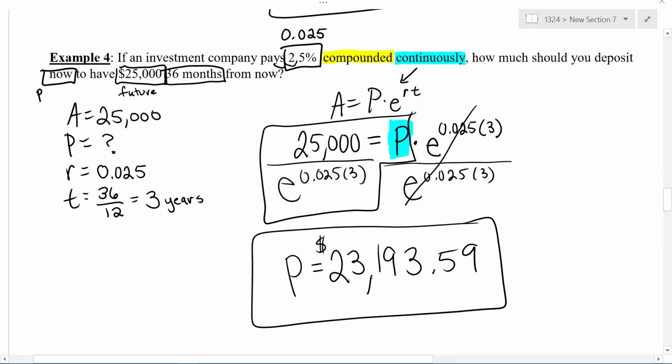Okay, so $23,193.59 is the amount that we would have to deposit now to have $25,000 sitting in the bank 36 months from now at 2.5% compounded continuously.